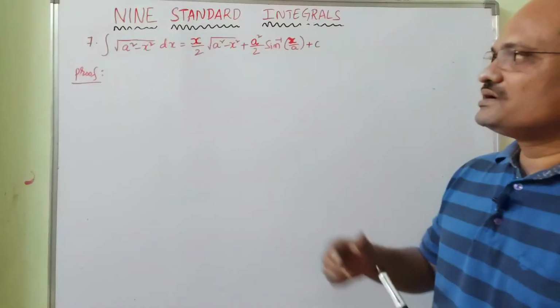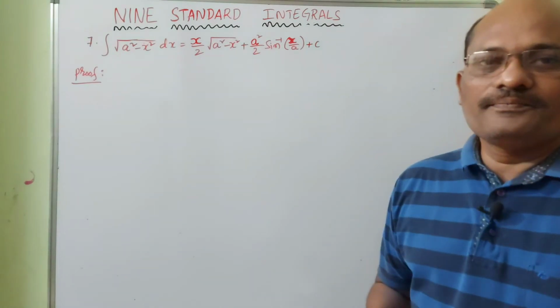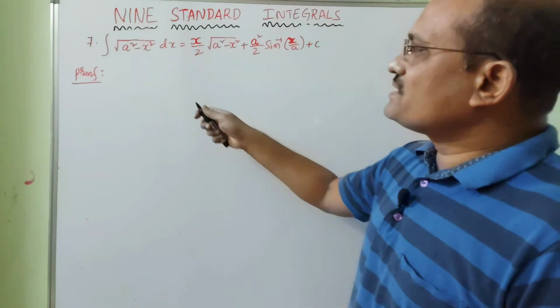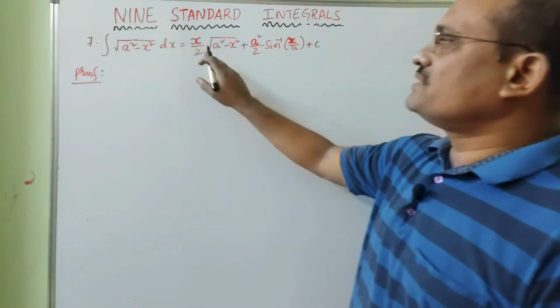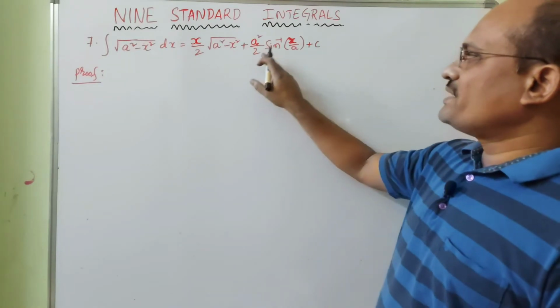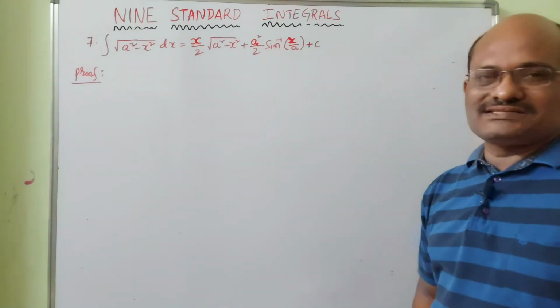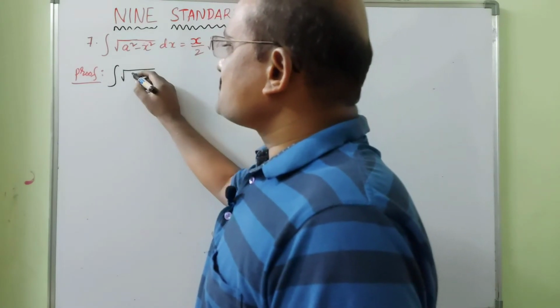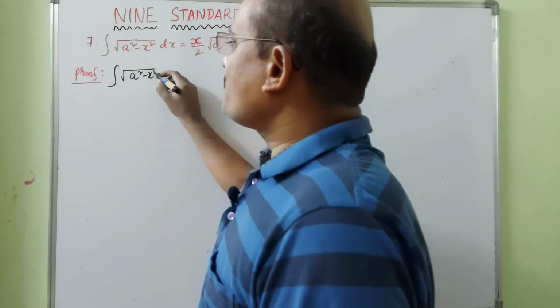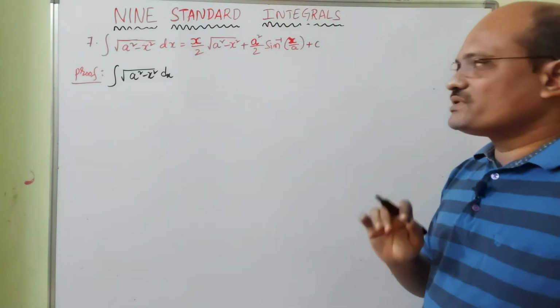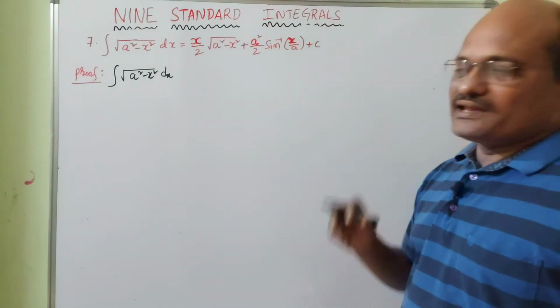This is the proof of 7th standard integral. Integral of root a square minus x square dx is equal to x by 2 into root a square minus x square plus a square by 2 sin inverse of x by a plus c. So take LHS. LHS is nothing but our integral. If you observe the result, you will understand one thing, the suitable substitution is sin.